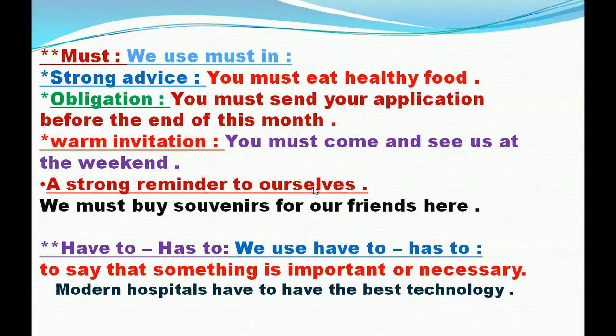When should we use have to or has to? We use have to or has to to say that something is important or necessary. For example, modern hospitals have to have the best technology.